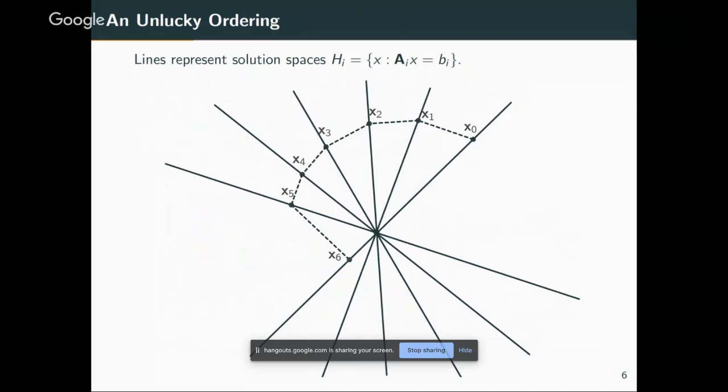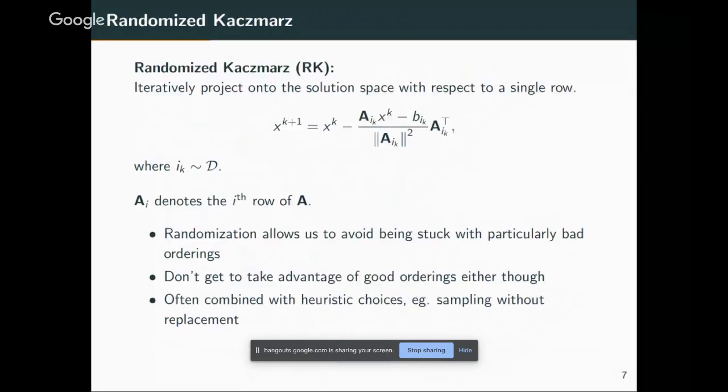Unfortunately, if we just cycle through the rows cyclically, we could end up with an ordering that leads to a very slow convergence rate. And this is the motivation for using a randomized version of the Kaczmarz method. So in randomized Kaczmarz, instead of cycling through these rows, we will pick indices from some distribution or with some randomness and project onto that row so that we don't have to worry about our matrix having a particularly unlucky ordering. And I forgot to mention, but at each iteration, the update is just given in this form. And so it's a very simple update that we're performing at each iteration.